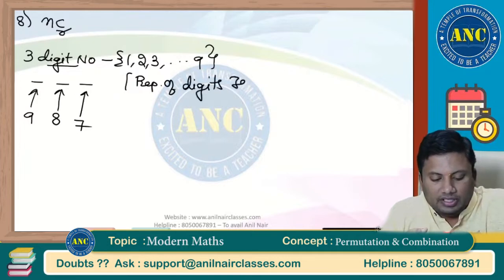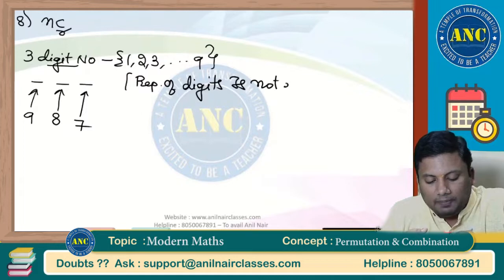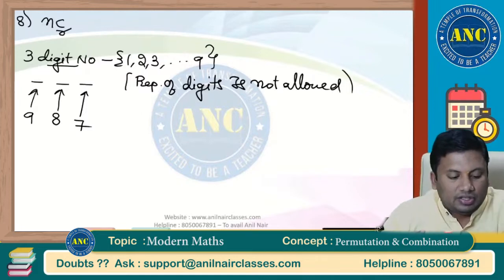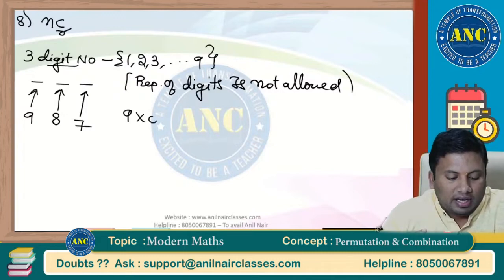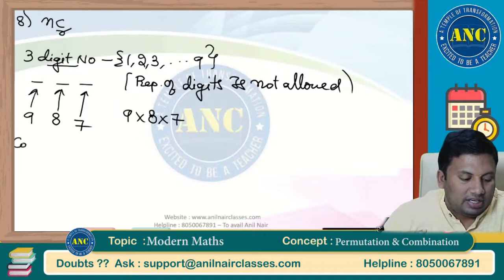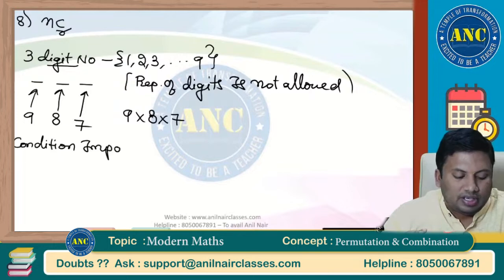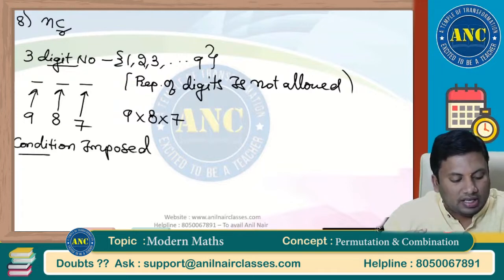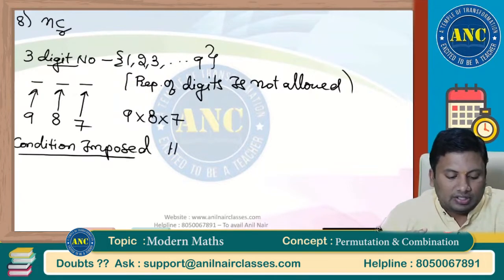Repetition of the digit is not allowed. If the repetition of the digit is not allowed, then it is 9 into 8 into 7. Suppose there is a condition that is imposed on a 3-digit number. What is the condition that is imposed on the 3-digit number?